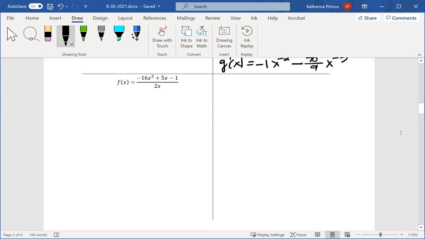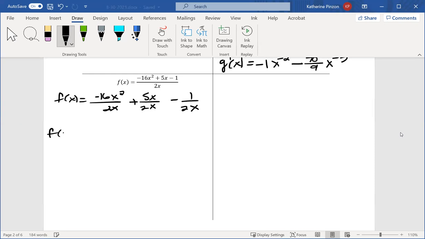The algebra that you can do is when you have a fraction where there's only one term in the denominator, you can break this into three separate fractions. What would those three separate fractions look like? Yeah, negative 16x squared divided by 2x plus 5x divided by 2x minus 1 divided by 2x. So my first step is going to be to rewrite this as three separate terms. Yeah, we're going to do that now.